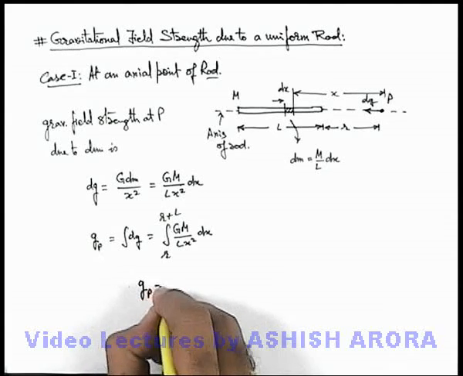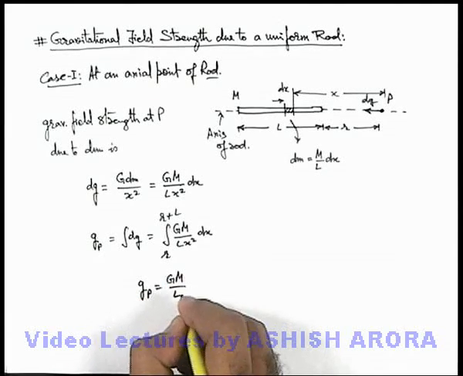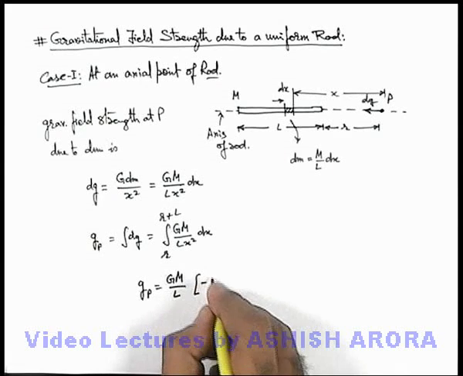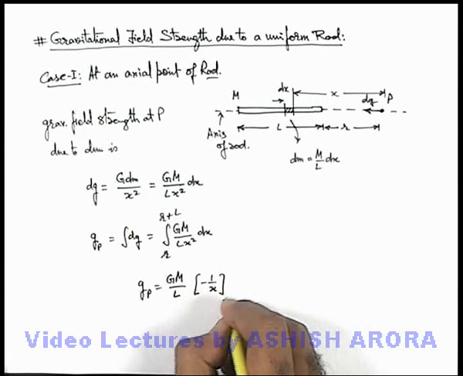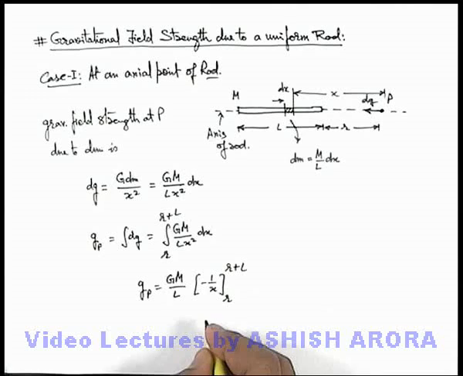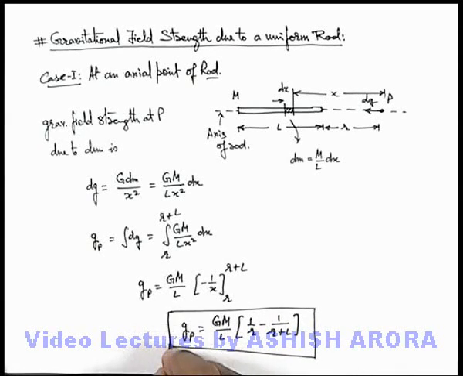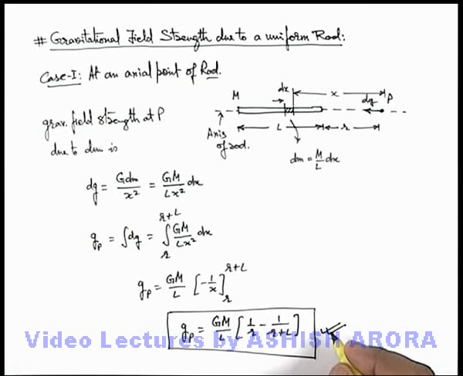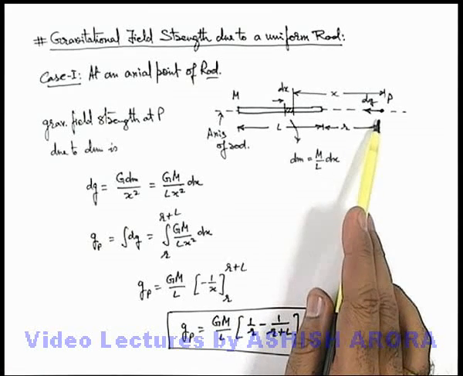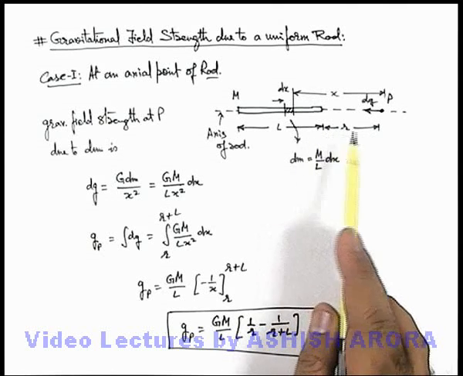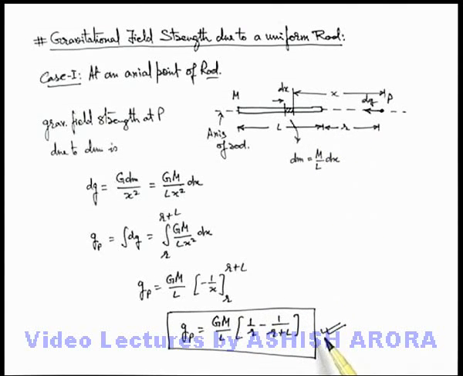So this will give us Gp is equal to GM by L, 1 by x square, when integrated, it will be minus 1 by x. We apply the limits from R to R plus L. So here the result we are getting is Gp is equal to GM by L, after substitution of limits, 1 by R minus 1 by R plus L. This is a standard result for gravitational field strength due to a rod at any of the axial points which is located at a distance R from the near end of the rod. So just keep the result on your tips.